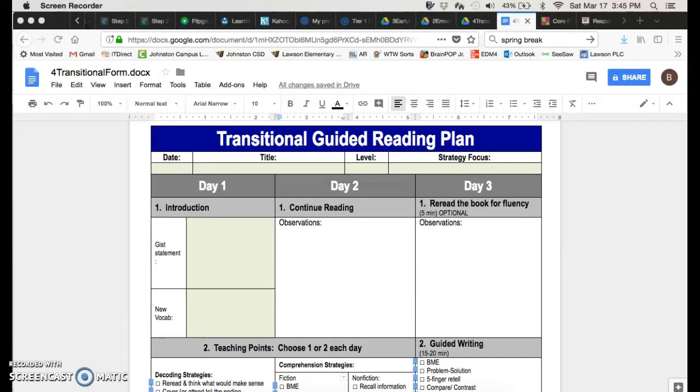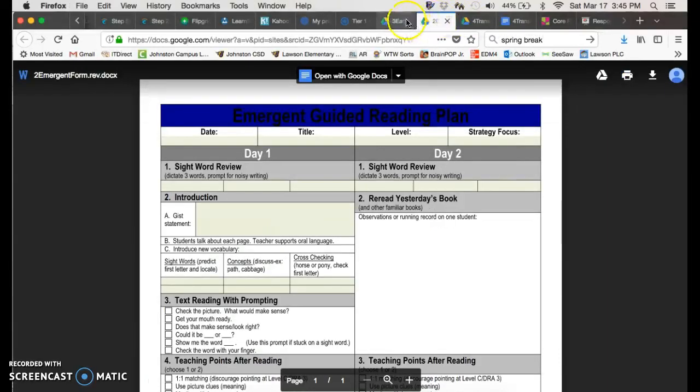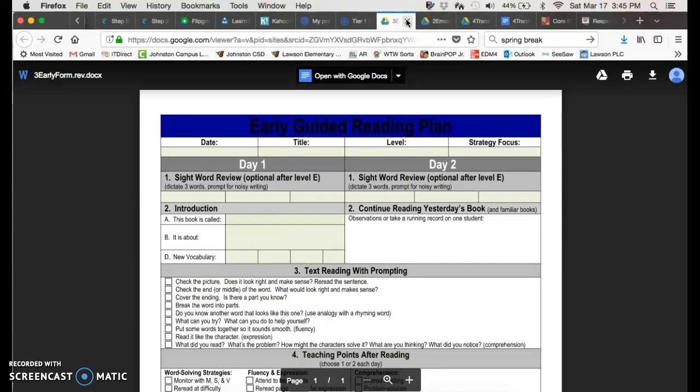The one resource that we will all be using similar will be the Jan Richardson Guided Reading Plan. I have this transitional guided reading plan pulled up on Google Docs, but you can utilize these documents from your Yellow Jan book. She also has the Emergent Guided Reading Plan and the Early Guided Reading Plan.